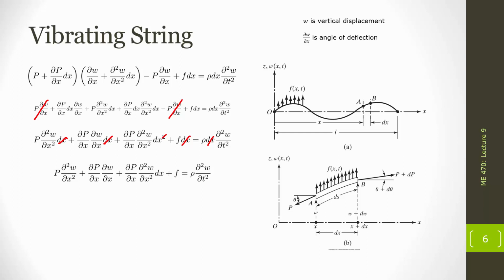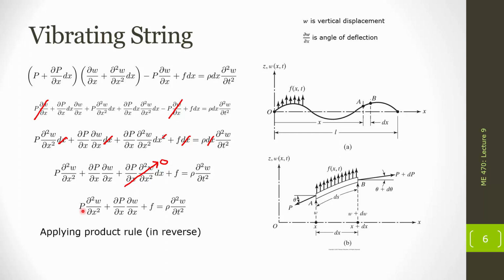So I'm going to say that this term is going to go to 0 because dx is so small compared to everything else in the equation. If I get rid of that by arguing that dx is really small, then my terms are going to reduce even further. So finally, I can rewrite this one more time. I have this p ∂²w/∂x² term. I have a ∂p/∂x ∂w/∂x term. And for purposes we'll see in a moment, I would want to do this: I can use the product rule, although the product rule in reverse, to rewrite these first two terms.